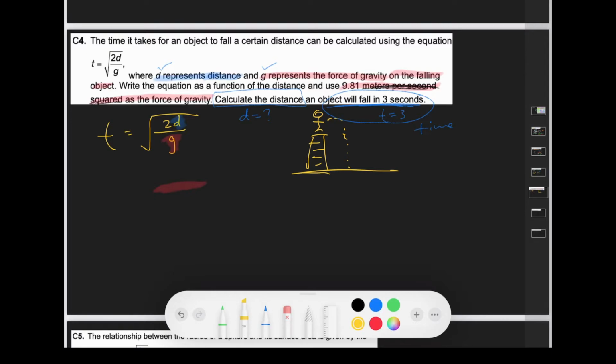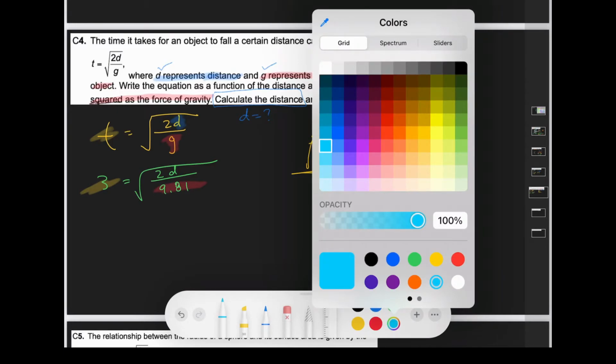All right, let's put that in here. So I have time equals 3, square root 2 times. We don't know what d is, but we know what g is. That is 9.81. All right, let's go ahead and solve for this. Okay, so I gotta solve for d. Gotta get d by itself.